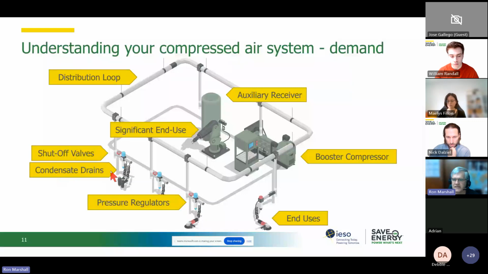We've got condensate drains. If the piping gets full of water, that may or may not be efficient. And we have shutoff valves. Those things could be used to shut off the flow of compressed air when airflow is not required, right?